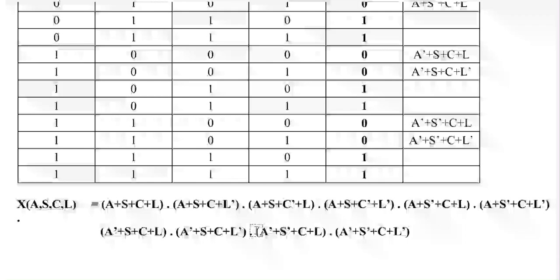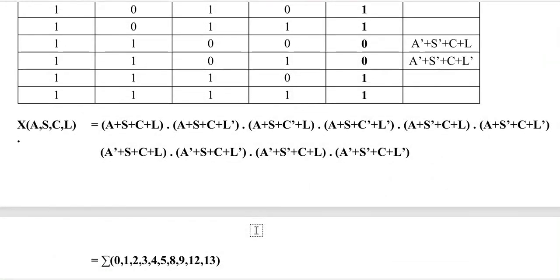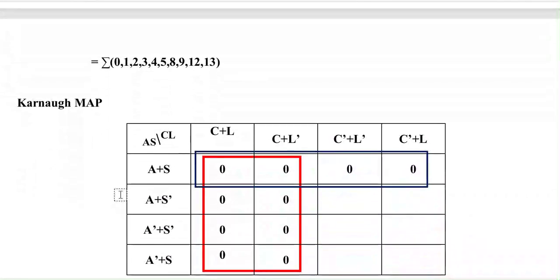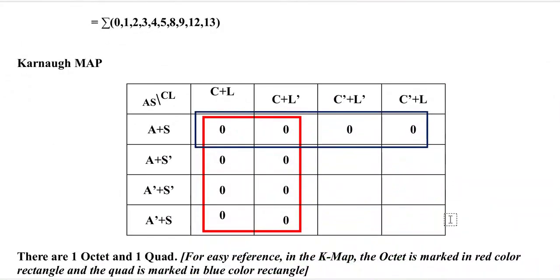It is a little bigger term. We can get the expression as well as the max terms. Finally, you have to get the Karnaugh map. Here you can see the Karnaugh map. It is forming one octet and one quad.